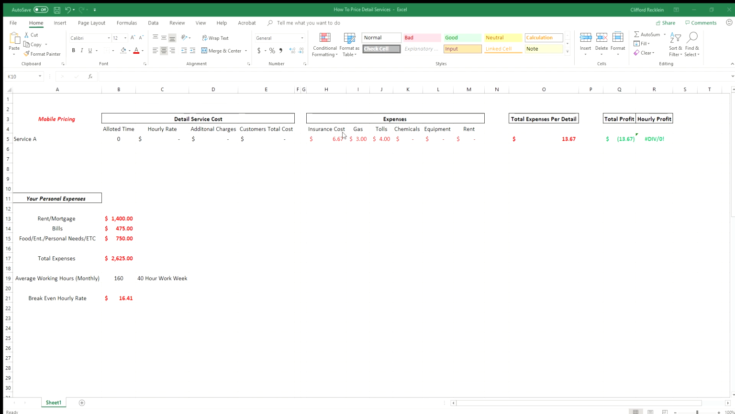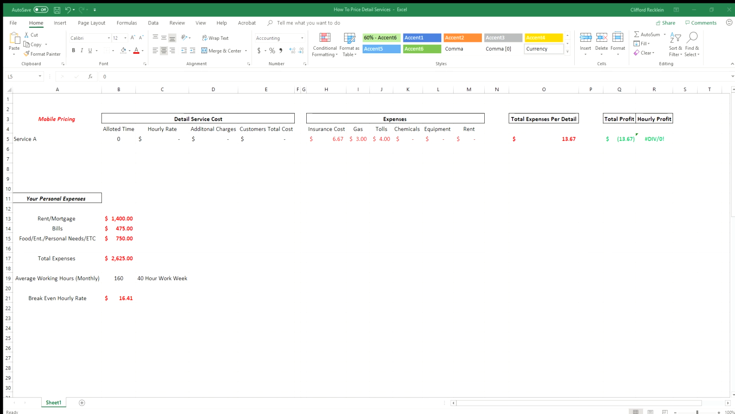So we've already basically taken all these into consideration before even getting to our client's house. So once we get there, we're going to have chemical and equipment costs. So how much money we're going to spend on chemicals for the detailed job, or how much of the chemicals we're going to use for the detailed job, okay?